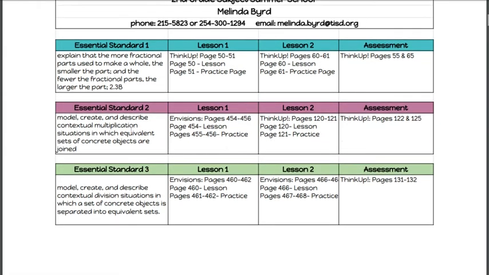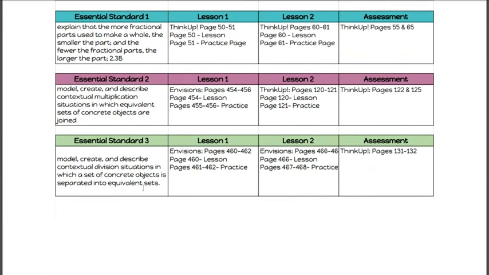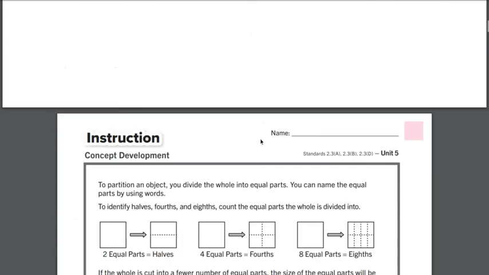Your next standard is going to be multiplication. The same layout will follow. There will be a completed lesson and then a practice page. And then your third standard is going to be for division. So let's go ahead and take a look at those.